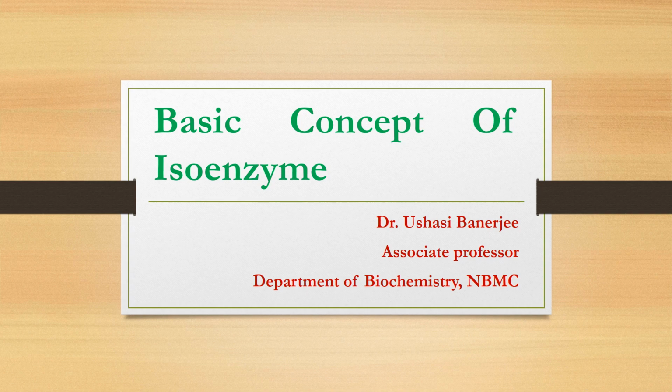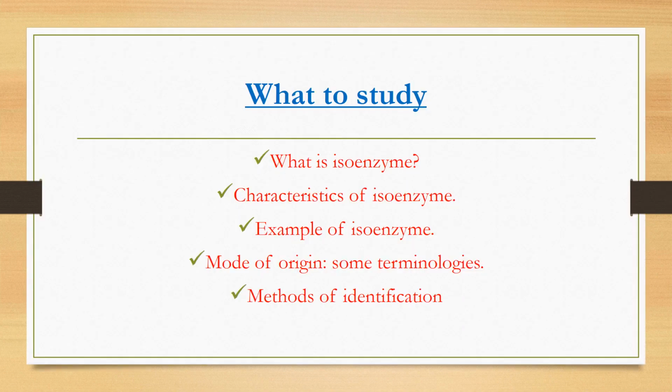So let's start. In this topic, what will we study? We will study the definition of isoenzyme, its characteristics, a few examples, its mode of origin and some related terminologies, and the methods for identification of the various isoenzymes or their separation methods. So let's study one after another.